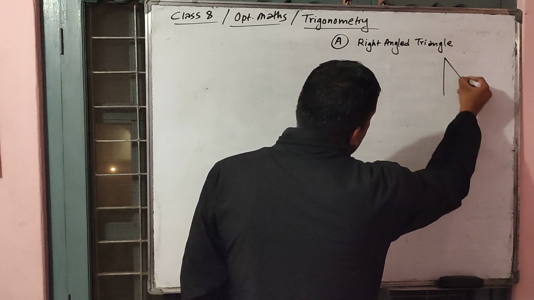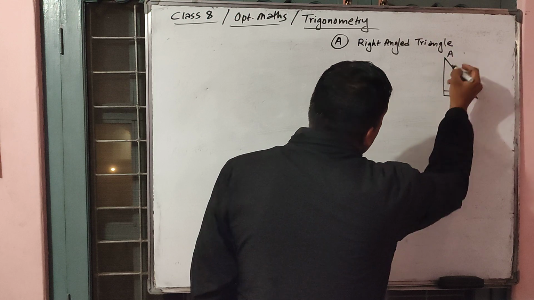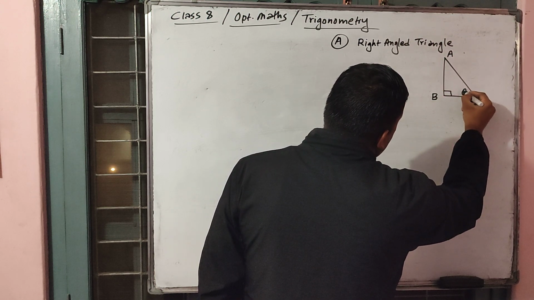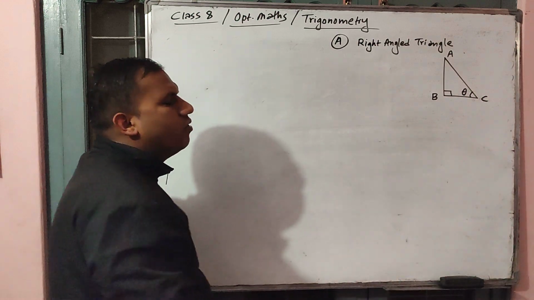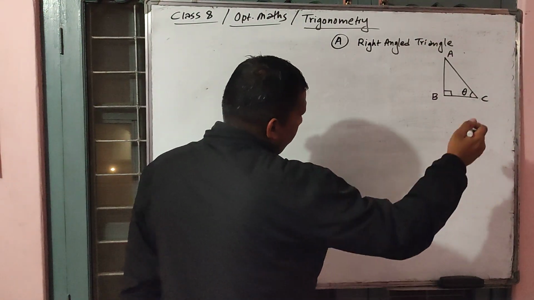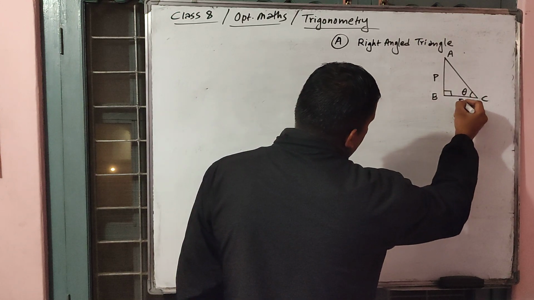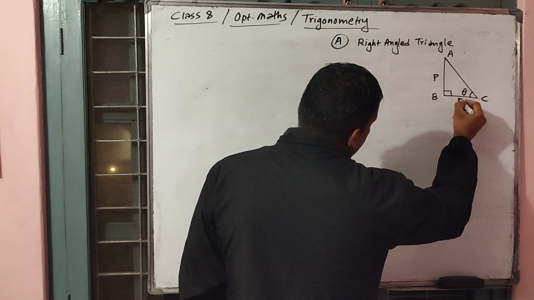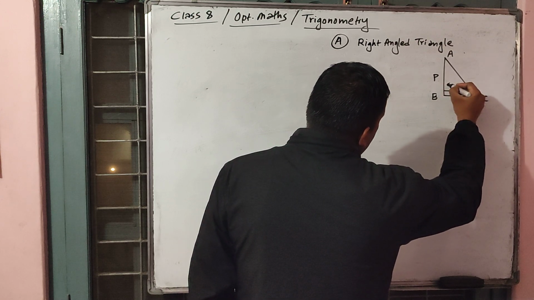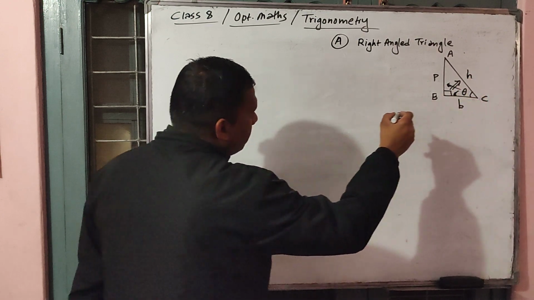Let us draw a right angle triangle ABC in which angle C is theta, which is the reference angle. Then the opposite side of theta, that is perpendicular, the adjacent side of theta, that is base, and the opposite side of the right angle, that is hypotenuse.